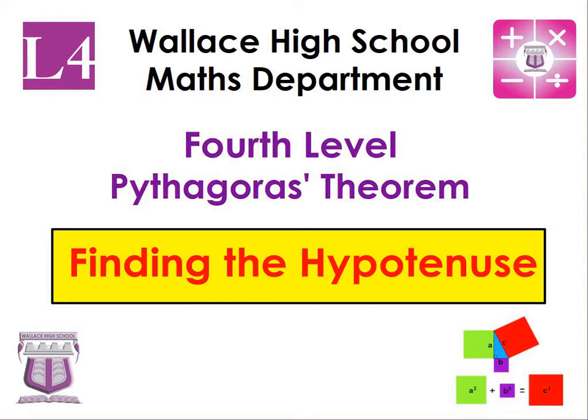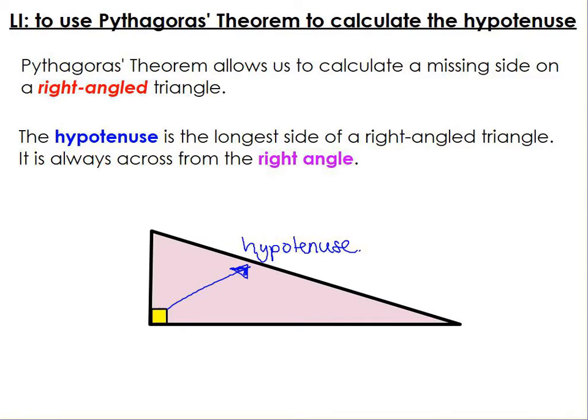Today's lesson is on Pythagoras' theorem, and today we are going to look at finding the hypotenuse. Pythagoras' theorem allows us to calculate the missing side on a right-angled triangle. The hypotenuse is the longest side of a right-angled triangle, and it is always across from the right angle.